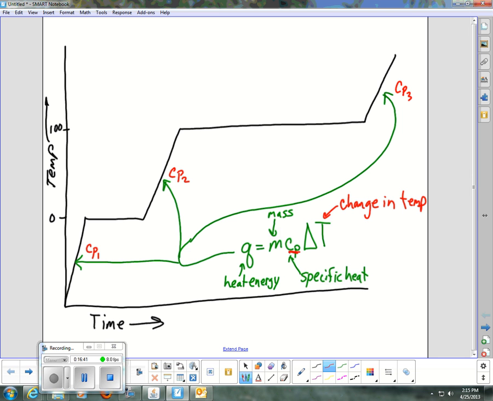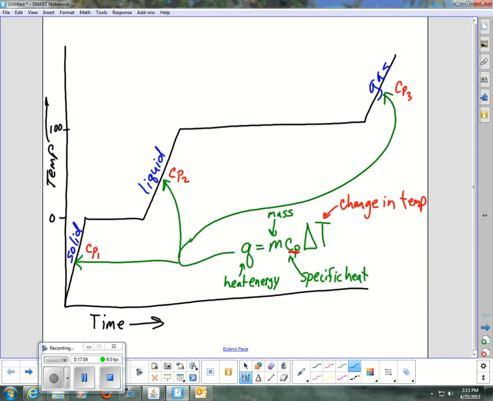Okay, let's label what state we have at each of these. This area right here, we had a solid. This area right here, we had a liquid. And this area right here, we had a gas. So what was happening on those flat areas? What was going on in the flat areas?